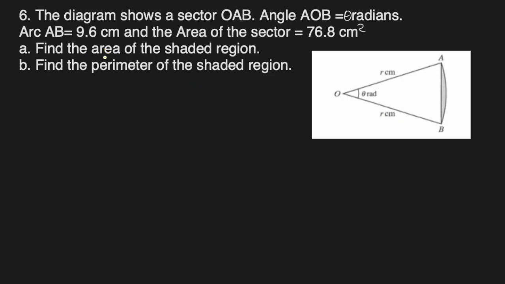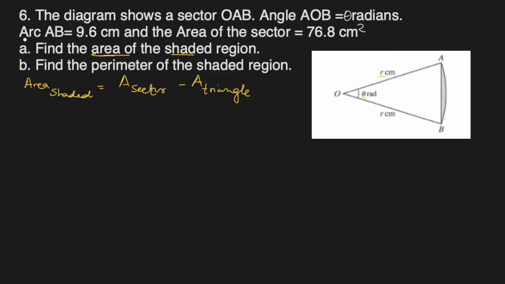Okay, so to find the area of the shaded region, we know the area of the shaded region will be the area of the whole sector. If I subtract this white triangle from the sector, I'll be left with this small shaded part. So I have to subtract the area of the triangle. But the problem is that we don't know the area of the sector or the area of the triangle. For that, we need to find r and theta first.